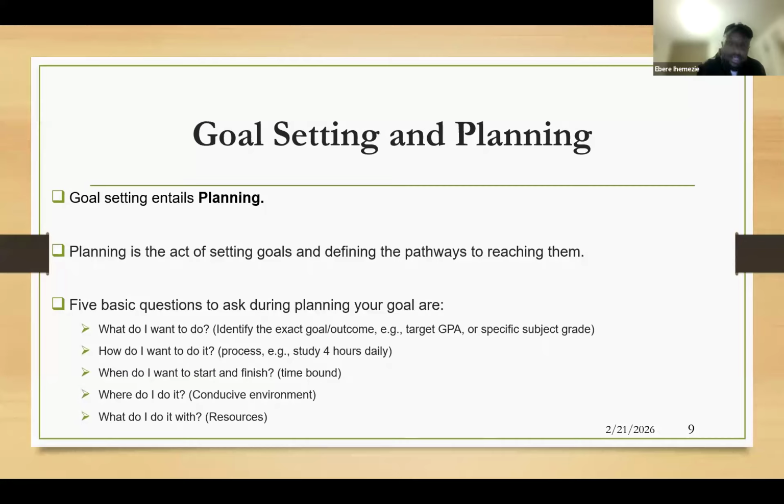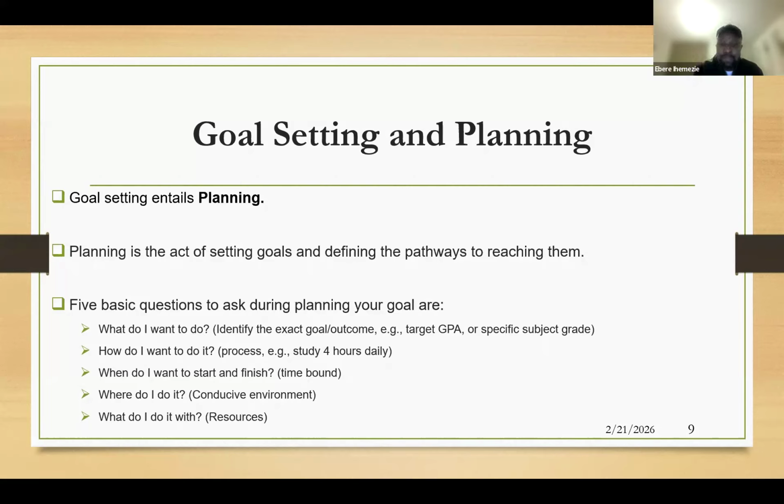Like I said, a typical example is your targeted GPA, maybe 4.5, 5 points, whatever goal you think is realistic at your level, or whatever score you want to achieve for a particular subject. So you must be specific. You must answer that question: what do I really want? You must be very clear. You must be able to identify that. Then the next question to ask is, how do I want to do it?